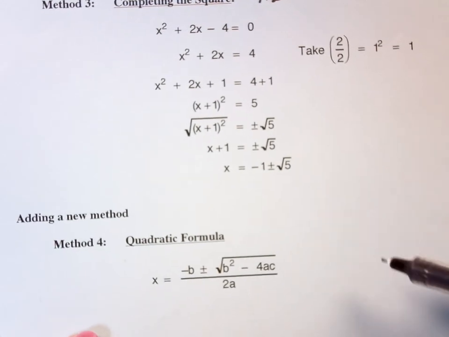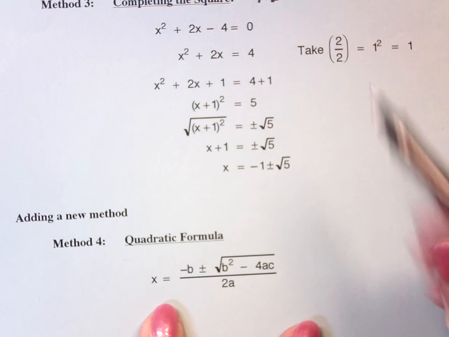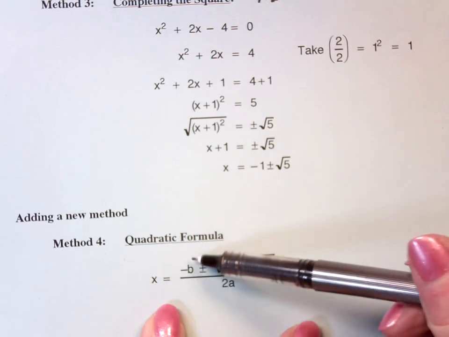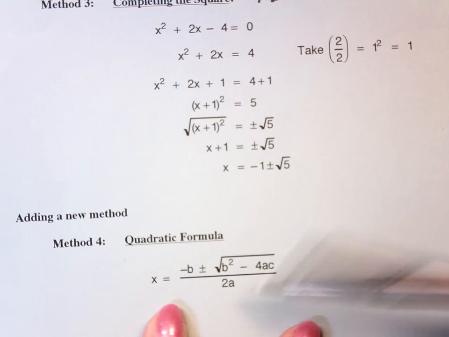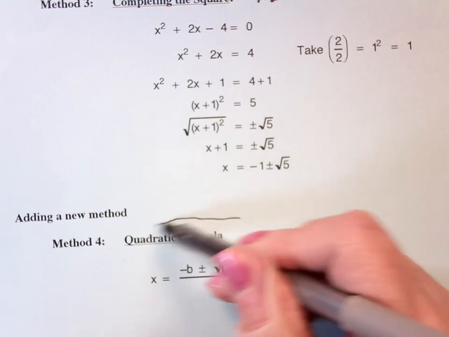And this is what the quadratic formula looks like. It's x is equal to minus b plus or minus the square root of b squared minus 4ac, all over 2a. So that's the quadratic formula.